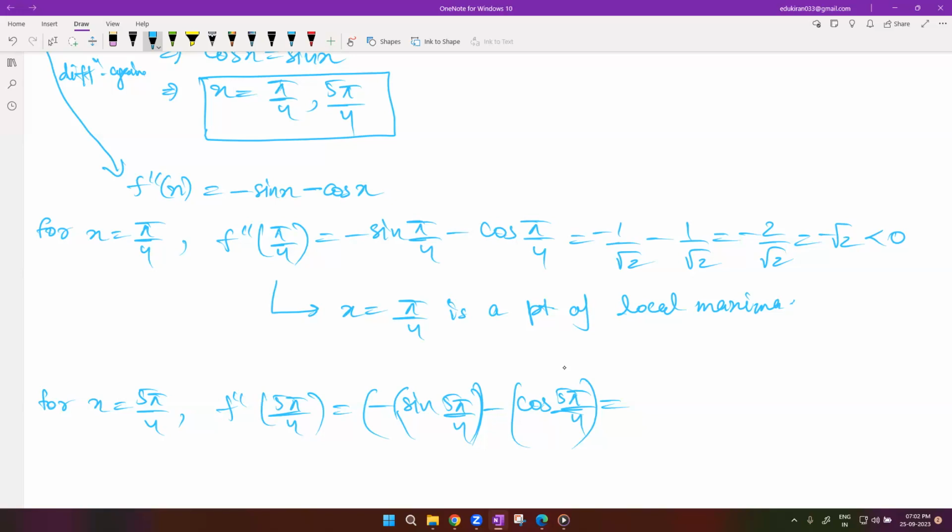Now, what will that value be? That I can tell you. Sine of 5 pi by 4 will be minus 1 by root 2, minus cos of 5 pi by 4 is again minus 1 by root 2. And you can see this is also plus 1 by root 2. So it becomes 2 by root 2, which is root 2, which is greater than 0.